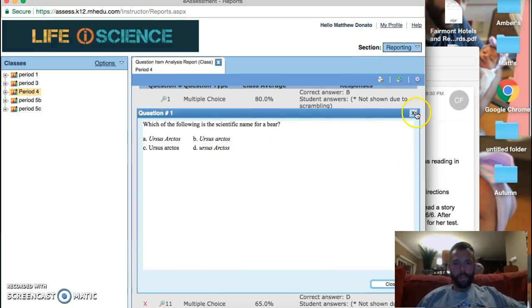Okay, so that answer there was B, Ursus arctos, with the italicized capital first letter of the genus, and everything else is lowercase. Okay, number two.